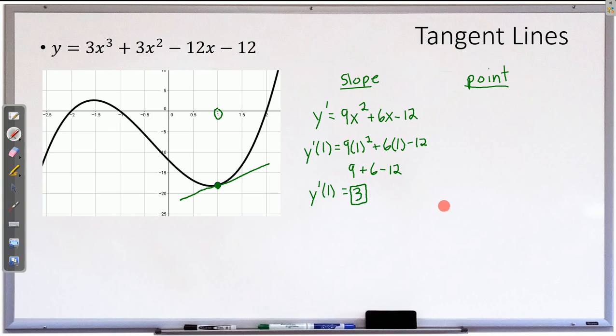That is our slope. Now, what point are we actually doing this at? It is the point 1, comma, somewhere down here. What is it? I can't see what the y value is, so I actually have to plug in 1 into my function here to see what that is. So if we plug in 1, we get 3 plus 3 minus 12, which is negative 24, and 6, which is negative 18.